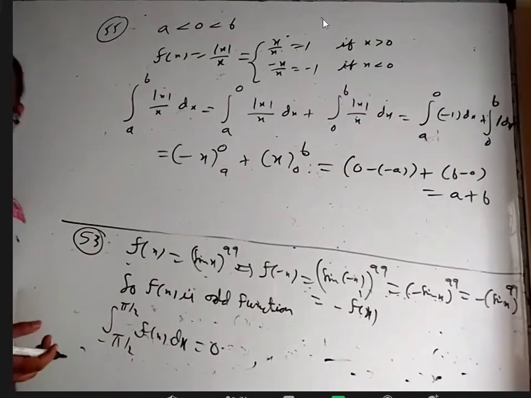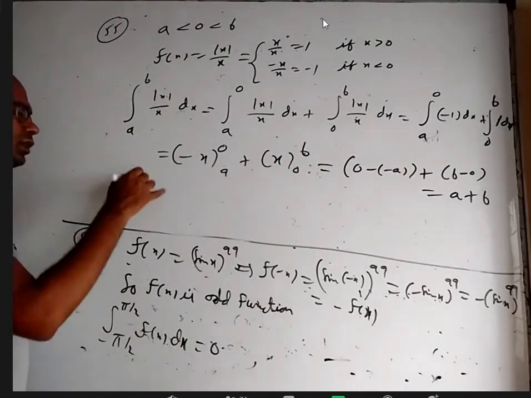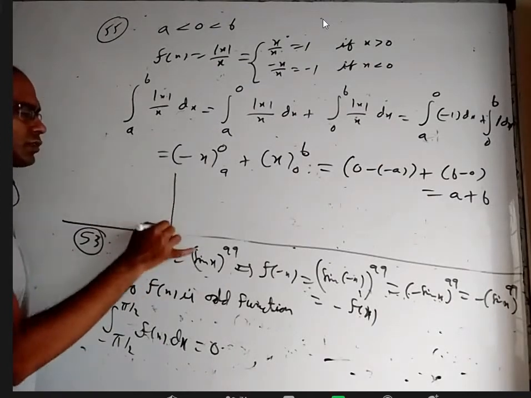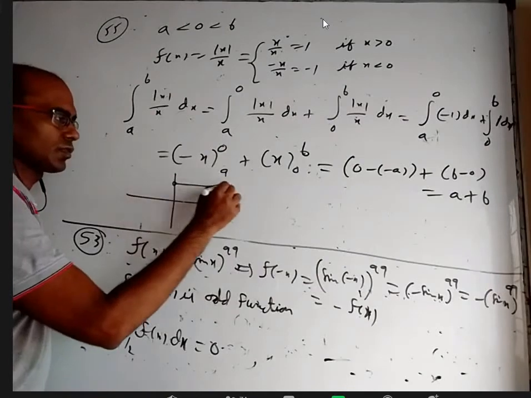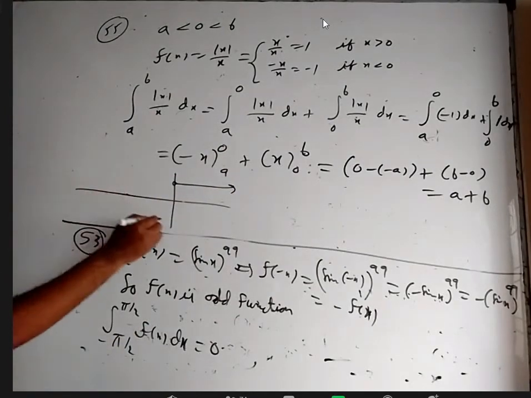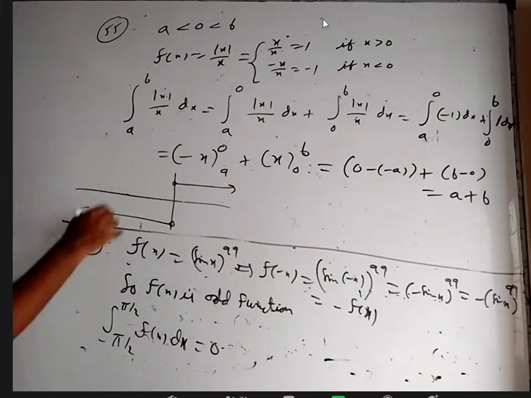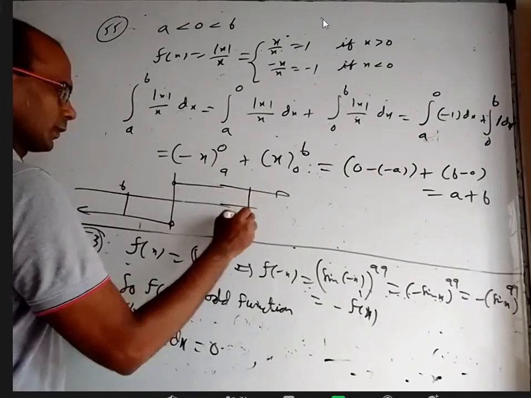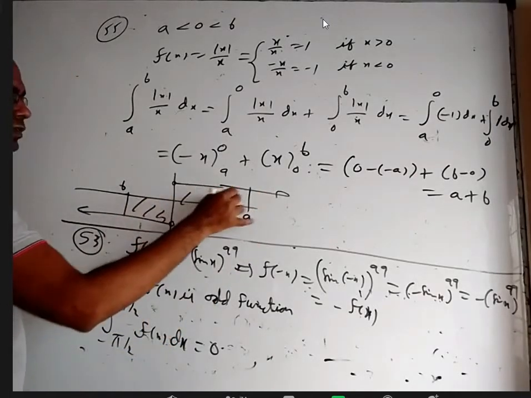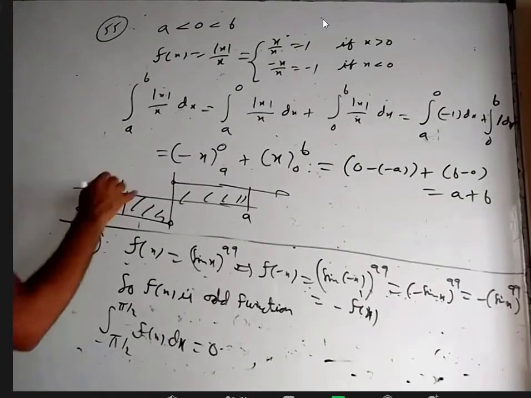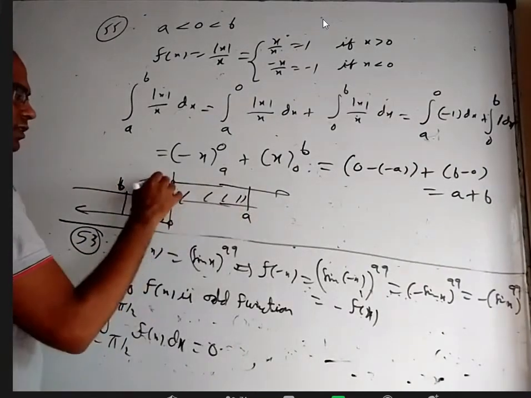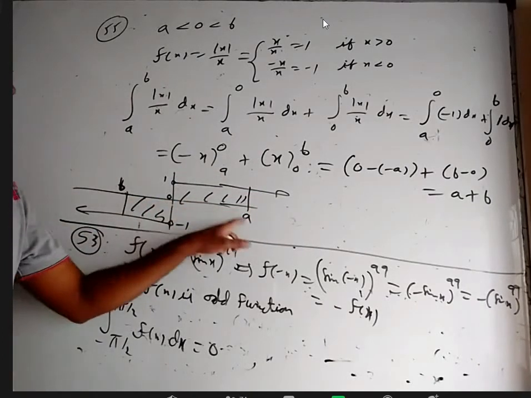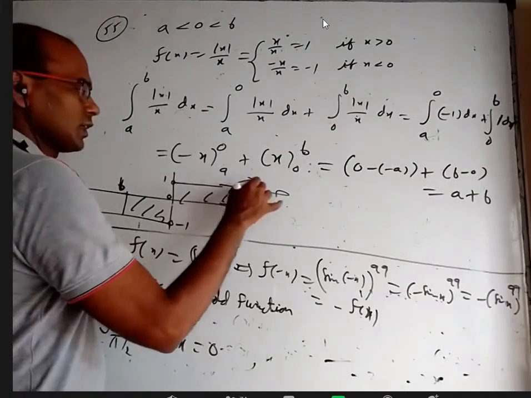You can also do some of the integrations using the graph, or area under the curve. For example, mod x by x is actually what we call a signum function. Whenever x is positive, its value is plus 1. Whenever x is negative, its value is minus 1. We want the area from b to a. This region plus this region. Only for this rectangle, this is 1 and this is minus 1, this is 0. For this rectangle, width is a and height is 1. So this area alone is a.